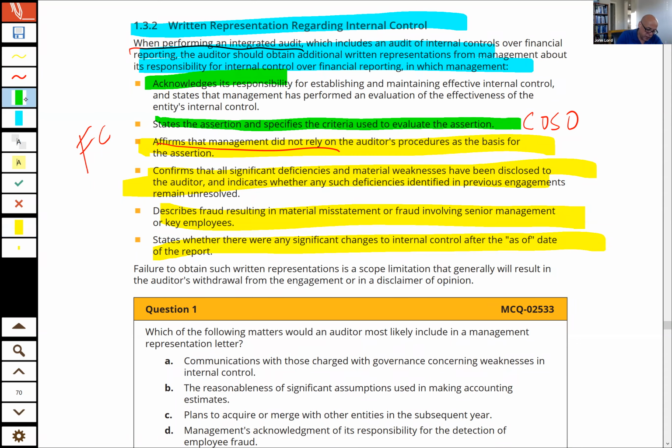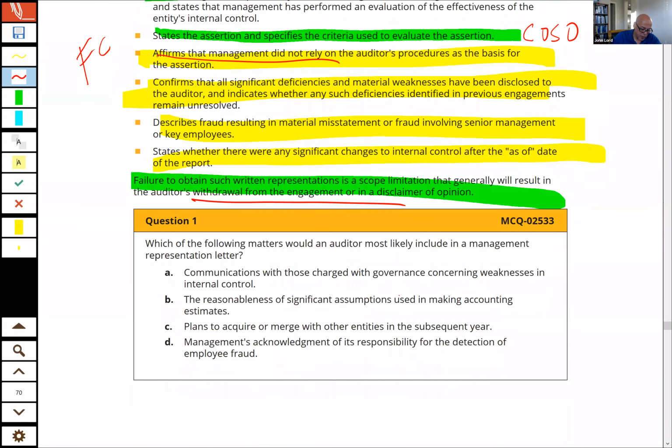Failure to obtain the written representation on the internal control, again, these representations are pretty important, will result in withdrawal or disclaimer of opinion. Okay.